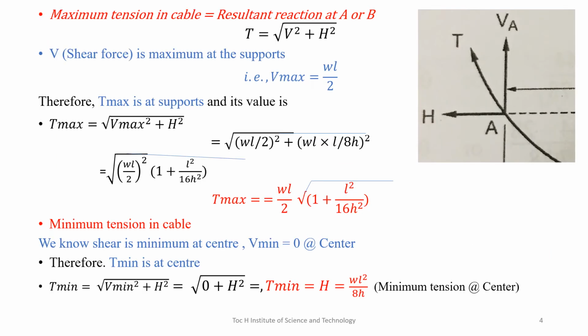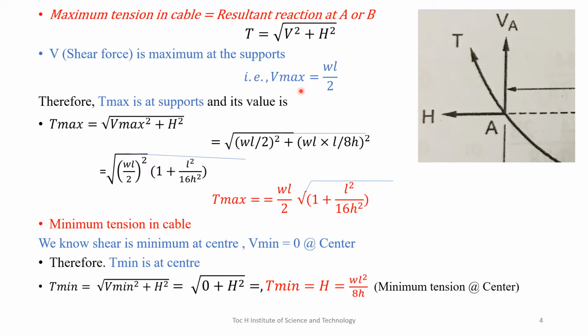Now the maximum tension in the cable always occurs at the support. If VA is greater than VB, then the maximum tension is equal to the square root of VA square plus H square, and if VB is greater than VA, then the maximum tension T max is equal to the square root of VB square plus H square. That means the maximum shear will be at the supports for a uniformly distributed load throughout the span.